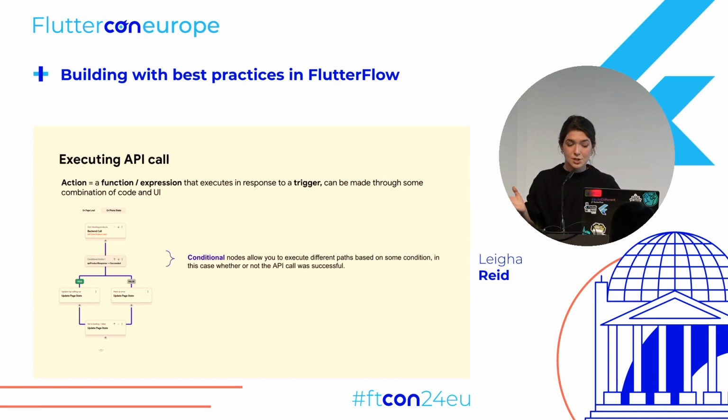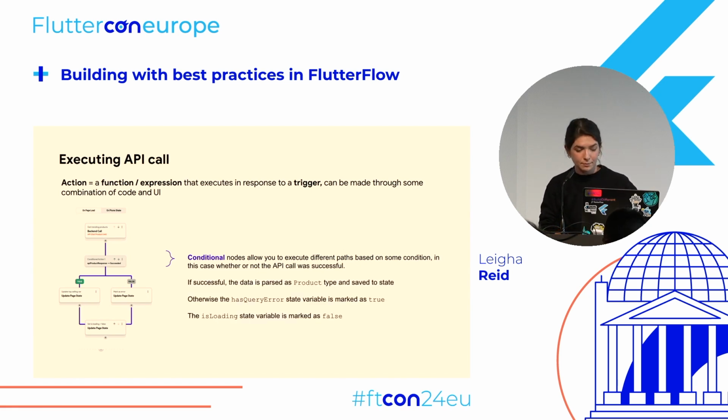Then I've added this conditional statement, and this conditional statement just checks to see if the previous API call was successful. And if it's successful, then I'm going to parse the response and use this new data type that I've created. Otherwise, I'm going to set some state variable, has query error, and I can set that to a Boolean, or I can even set that to the error code that comes back from my API. And then finally, I have this is loading state that's set to true when the component is first created, but then I can set it to false once everything else has executed.